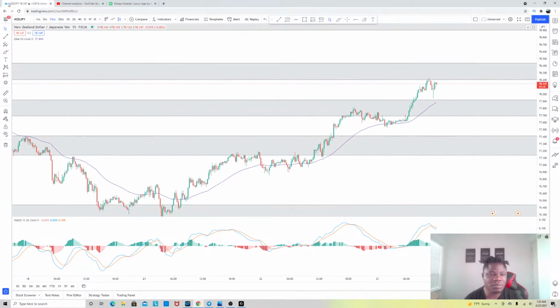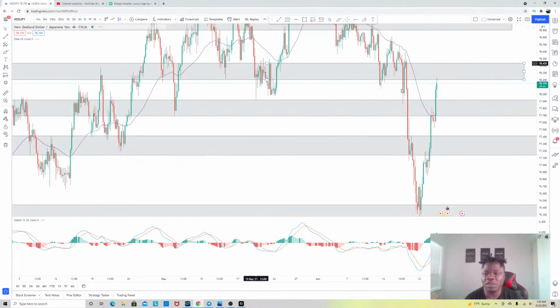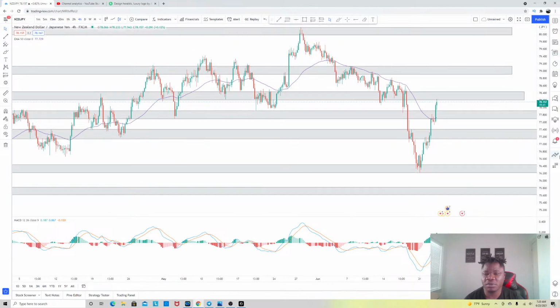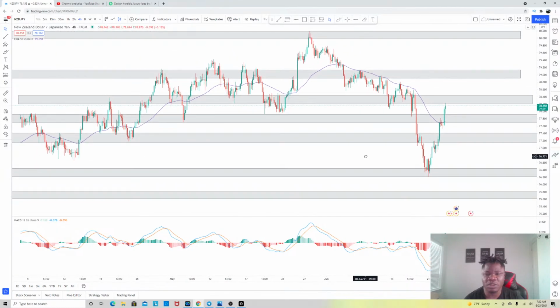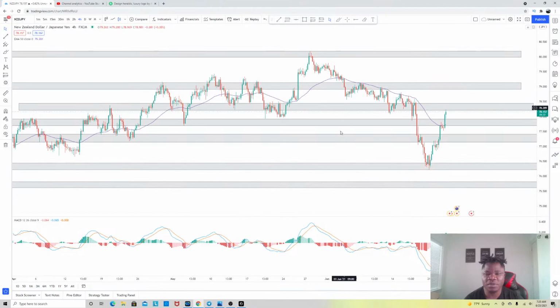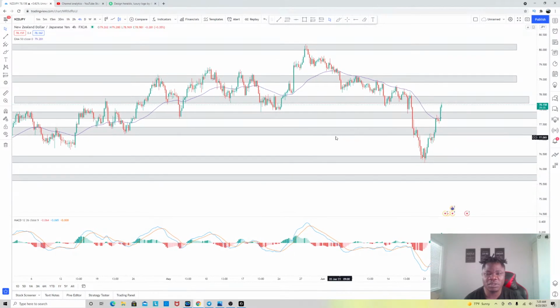Well, NZD-JPY is also currently absolutely in the uptrend. That's what we're looking at for NZD-JPY.